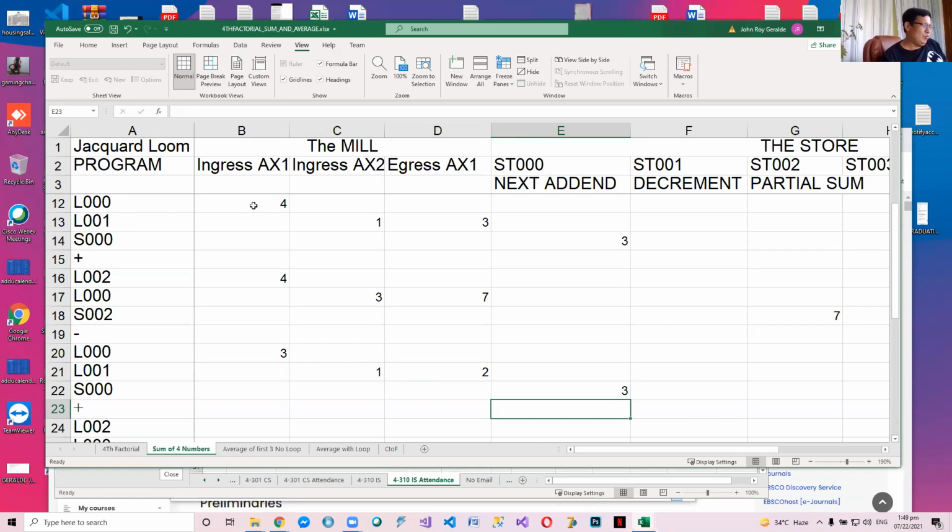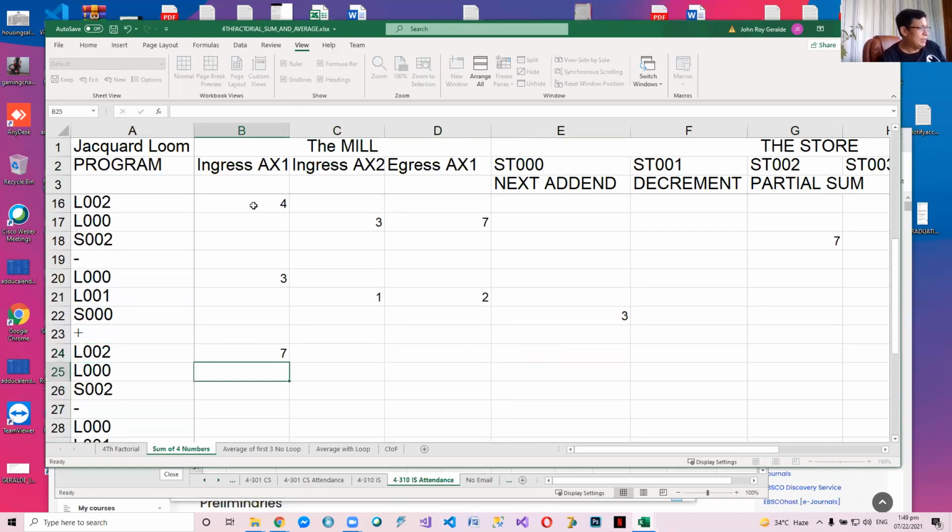So now we'll proceed with the add. L002 is 7. The partial sum is 7, and the addend is 3. So 7 plus 3 is 10. We'll store it again to our partial sum, which is 10. Do you follow? So 4, tama ba tayo? 4 plus 3, 7.